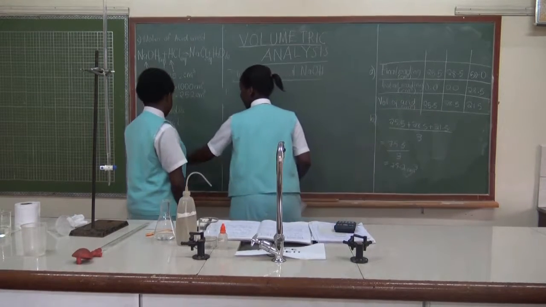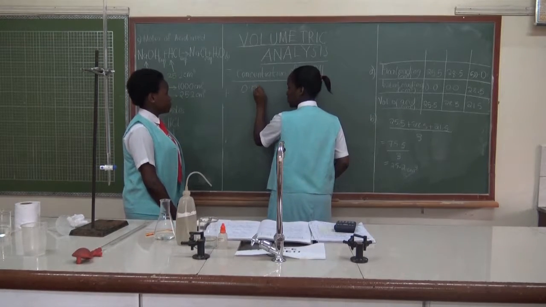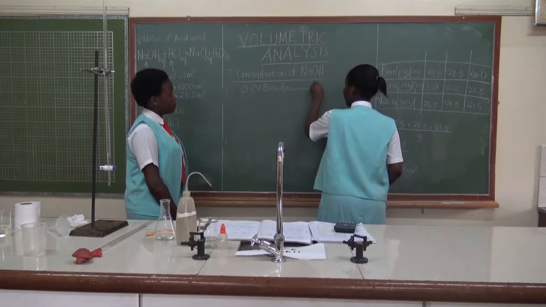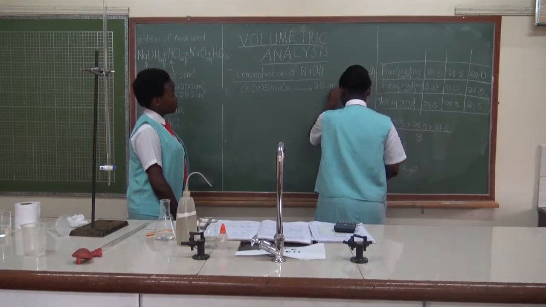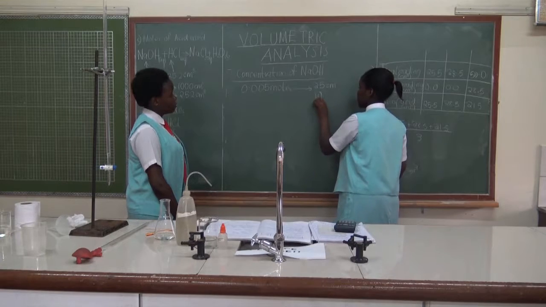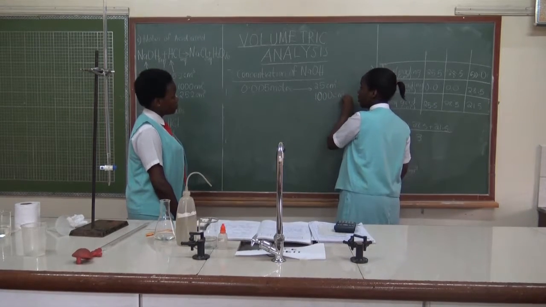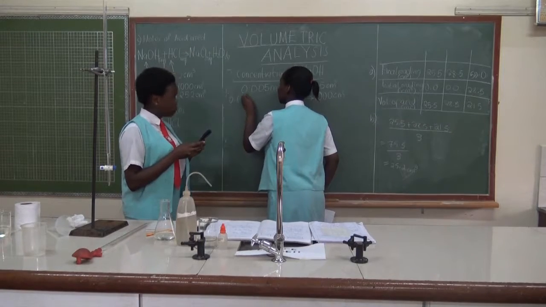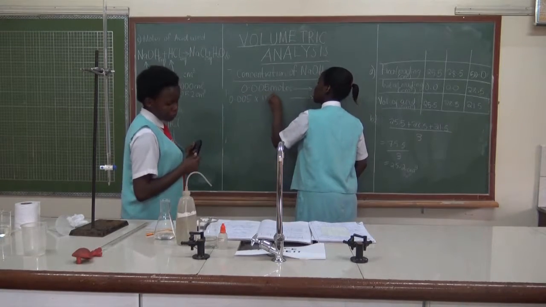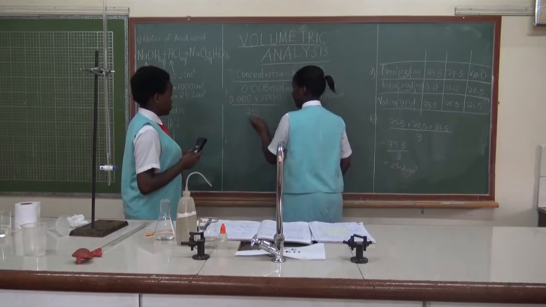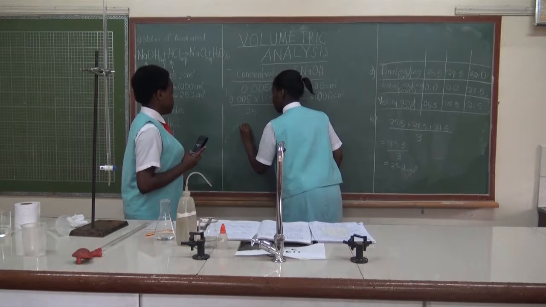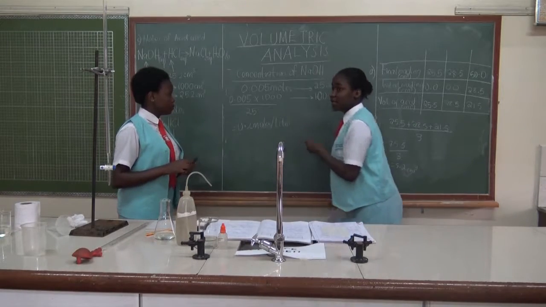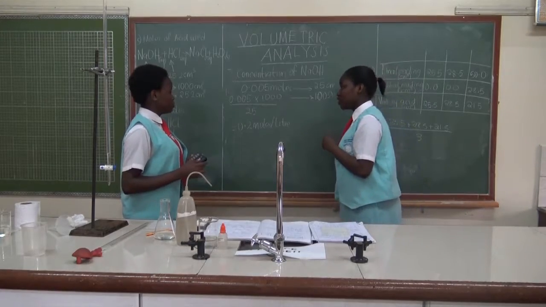So, we shall take the number of moles in 25 cubic centimeters, which is 0.005 moles, is in 25 cubic centimeters. We shall ask ourselves, what about 1,000 cubic centimeters? So that we can get the concentration of the sodium hydroxide. 0.005 times 1,000 divided by 25 is 0.2 moles per liter. This means in every liter there are 0.2 moles.